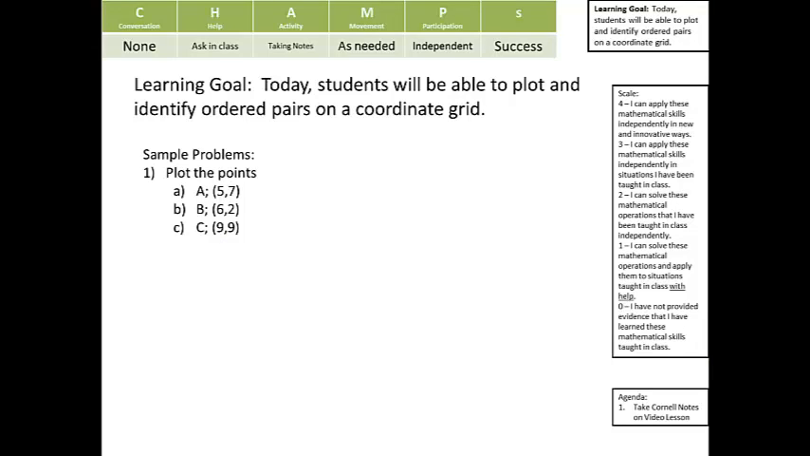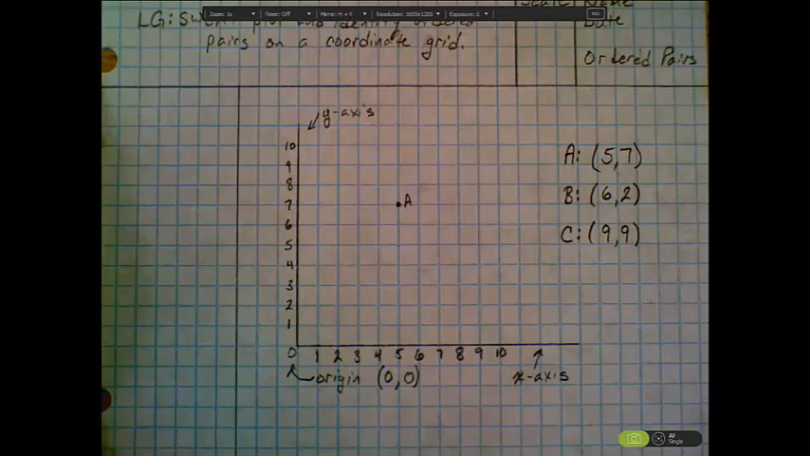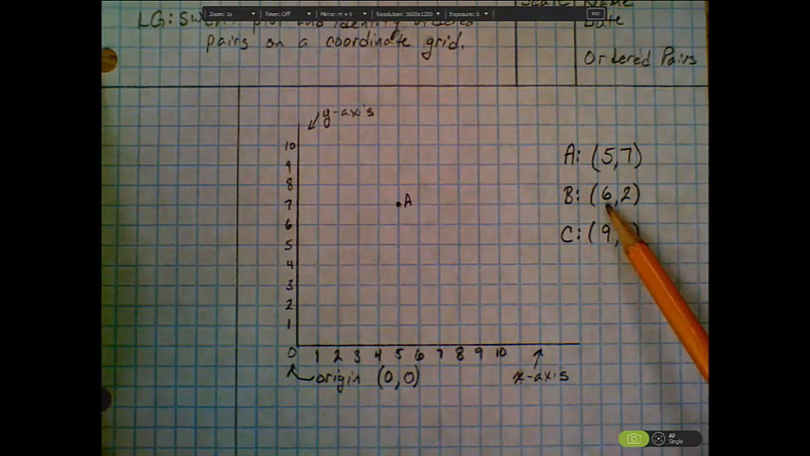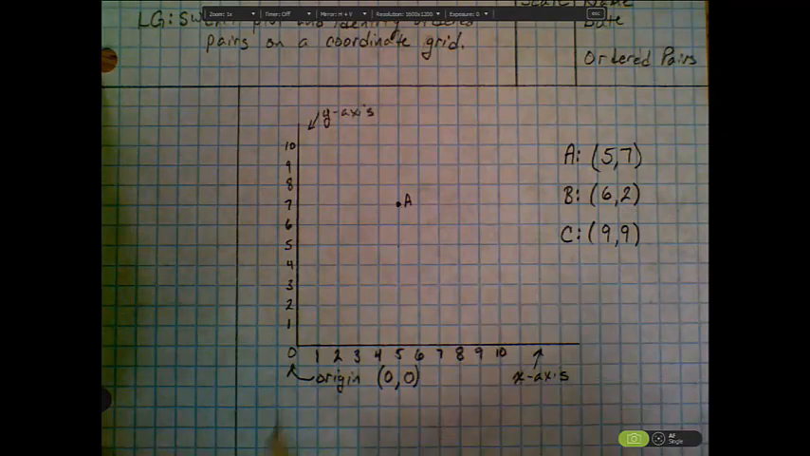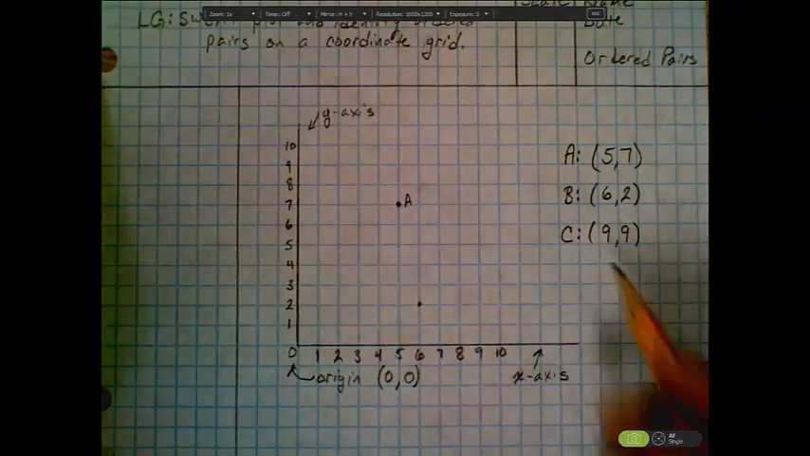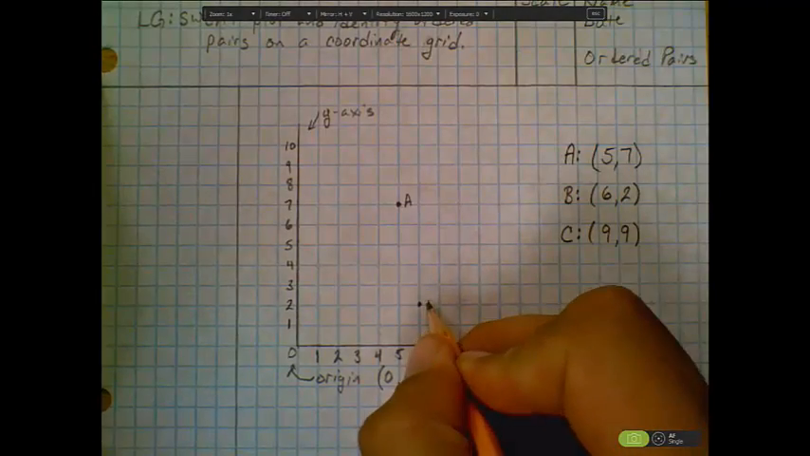Okay, we're going to plot 2 more points on our grid. We're going to plot points B and C. Okay, so I've written down the 2 more points that we're going to plot. Point B is at 6, 2. So we're going to start here at the origin and count over 6 places. And then we're going to go up 2. And since that's point B, we're going to label it with a B.